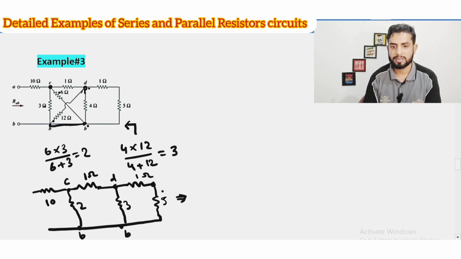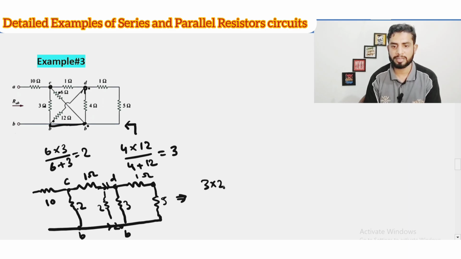It means 5 plus 1 is equal to 6. 6 in parallel with 3. You have already solved that, it is 2. 2 will be here, and this 2 will be in series with 1, that will become 3, and 3 will be in parallel with 2.